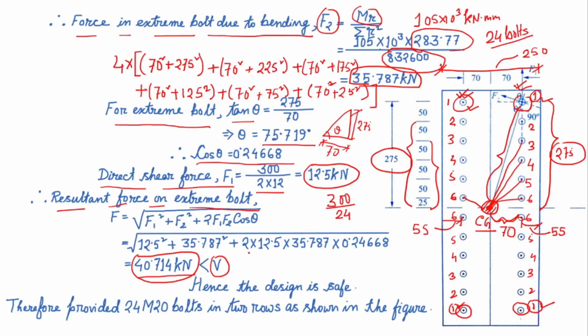So since the force acting on the extreme bolt is less than the design value of the bolt, hence the design is safe. Therefore, provide 24 numbers of M20 bolts in 2 rows as shown in the figure. So this is all about the design of eccentric connection using bolts.